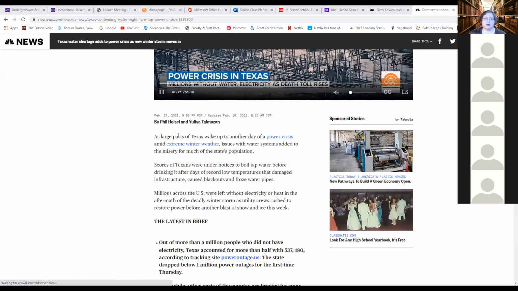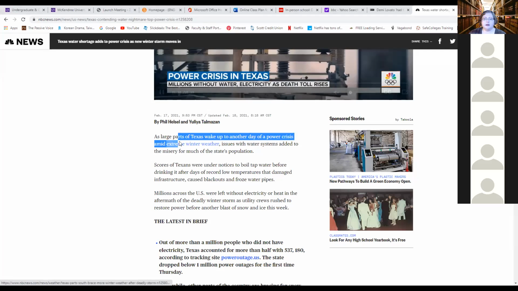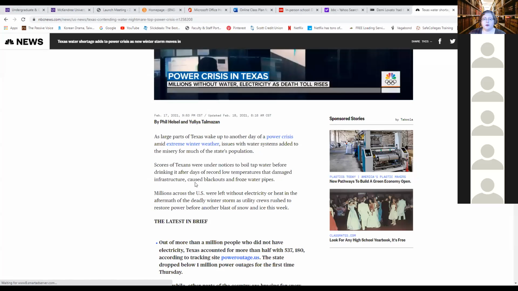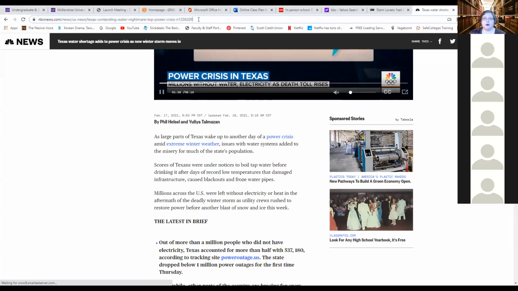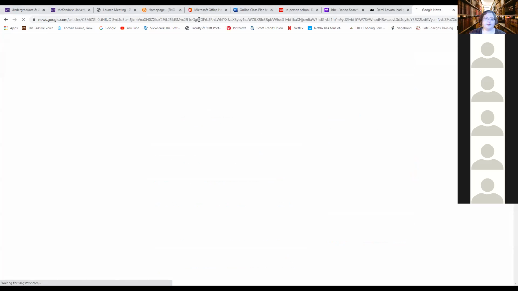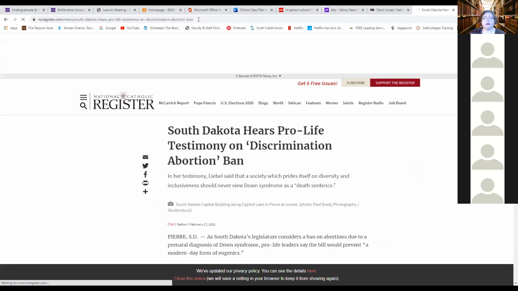Basically it's telling the story of what's happening in Texas, and then the boil orders, along with no electricity. Yeah, because they're having a lot of water main breaks.